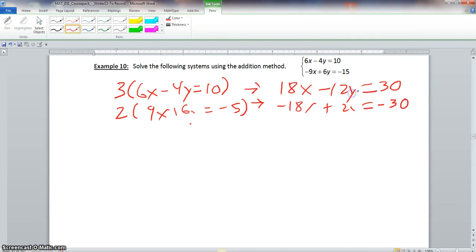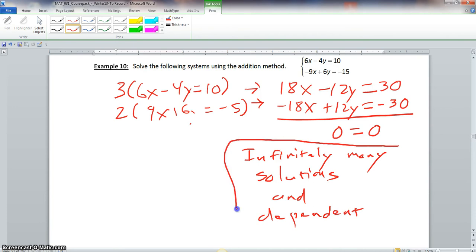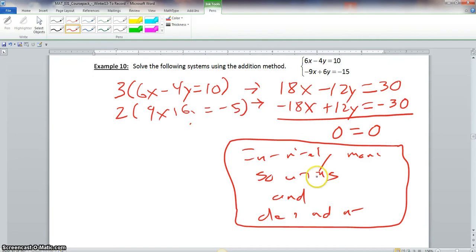Now for some reason, these values are disappearing, but I rewrote them in. Okay, so we have 18x minus 18x is 0, negative 12y plus 12y is 0, and 30 minus 30 is 0. So our answer here is infinitely many solutions and dependent. And that is our final answer. Whenever you have no variables left and the number is equal to itself, this is the answer.